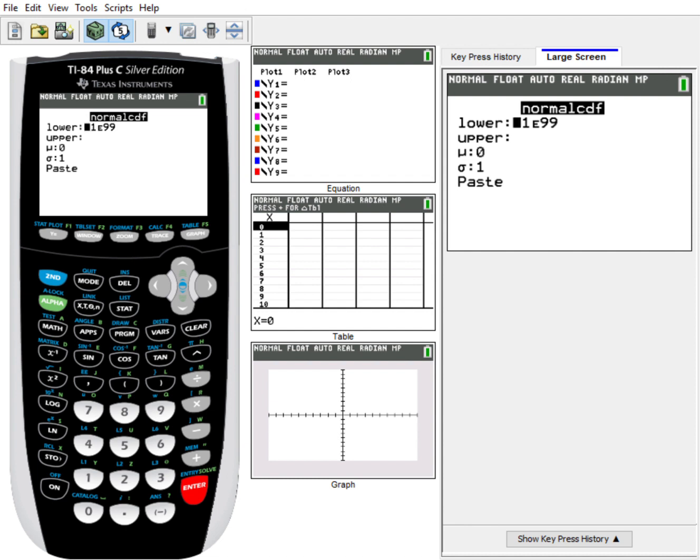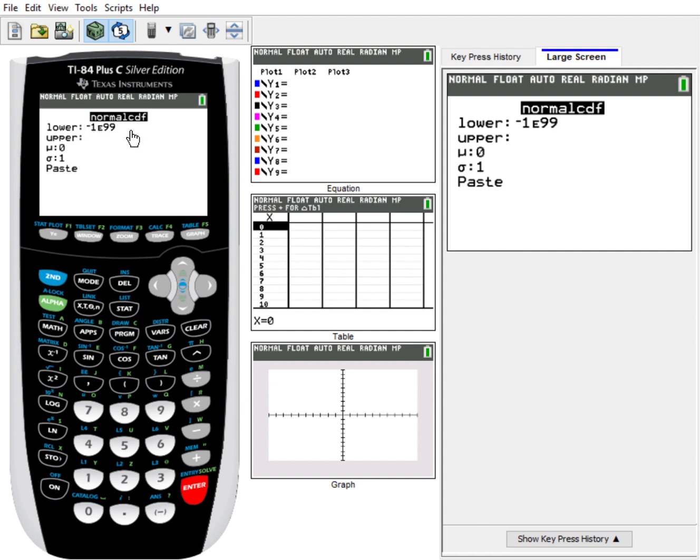So if you want from negative infinity all the way up to 1.73, you can see this on the picture. This is why I was drawing pictures, so that you can see the left being the lower bound and the right being the upper bound of your shaded region. So the lower has to be negative infinity. I already have that by default.